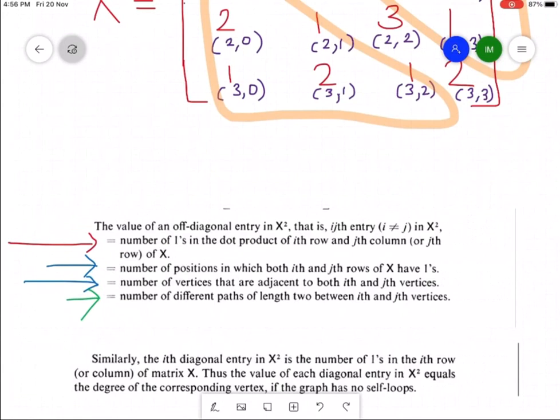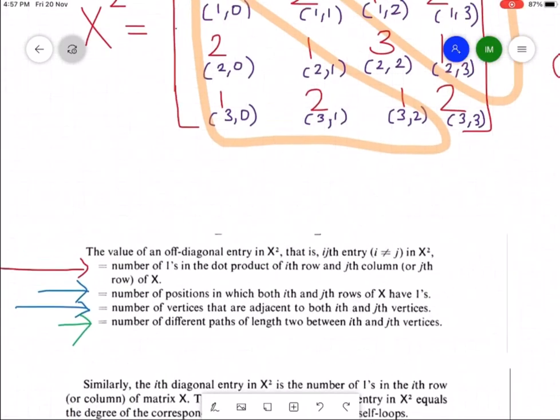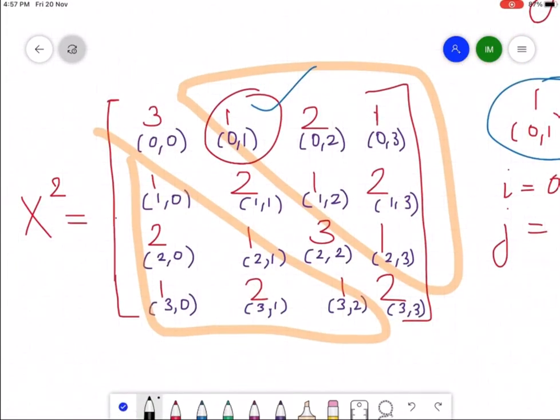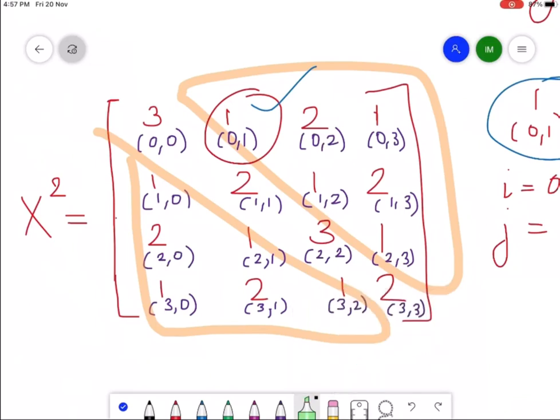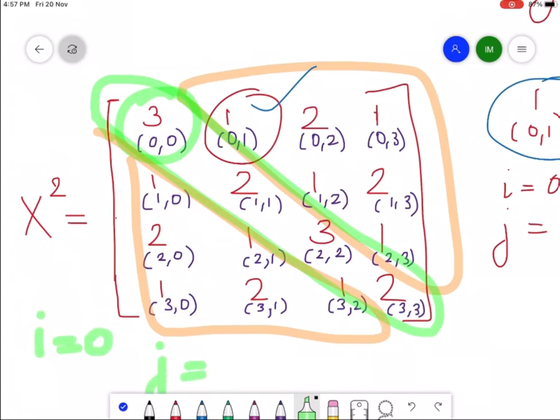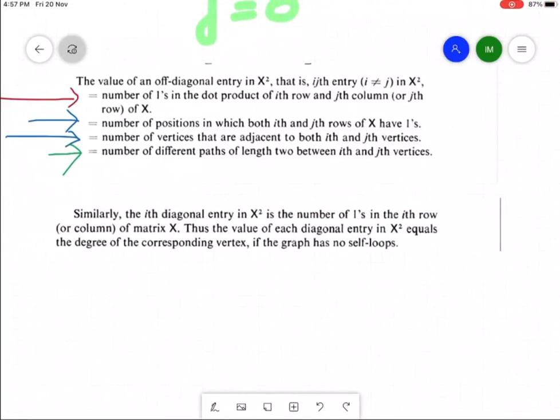Okay. Now let's see how the values in a diagonal entry come about. When we say diagonal entry, what is a diagonal entry? Which is a diagonal entry? These are our diagonal entries. And let's consider this value 3. Here i is 0, j is also 0. Done. So let's see how this value comes.